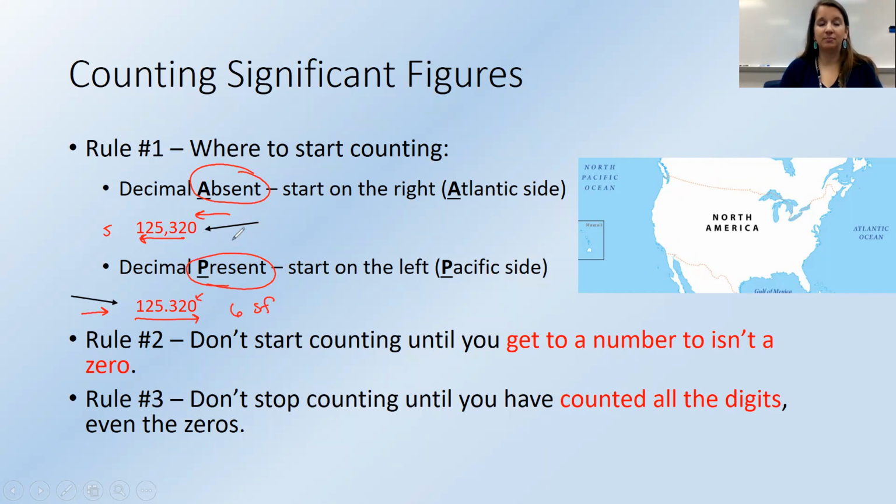Okay, so the main thing is to figure out which side of your number to start counting from. You go to your first non-zero, you start counting, and you keep counting. So let's practice.